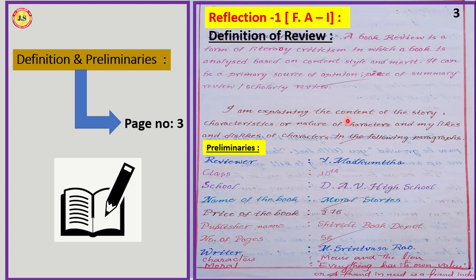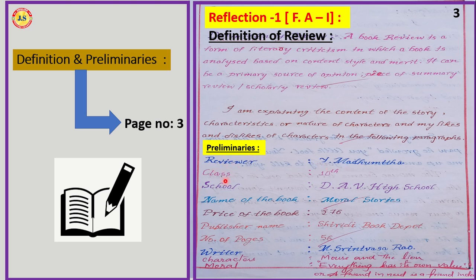Here I am explaining the content of the story, characteristics or nature of characters, and my likes and dislikes of characters in the following paragraphs. So before you write the analysis, you need to jot down preliminary information of the reviewer. Reviewer means here the name of the student should be written.